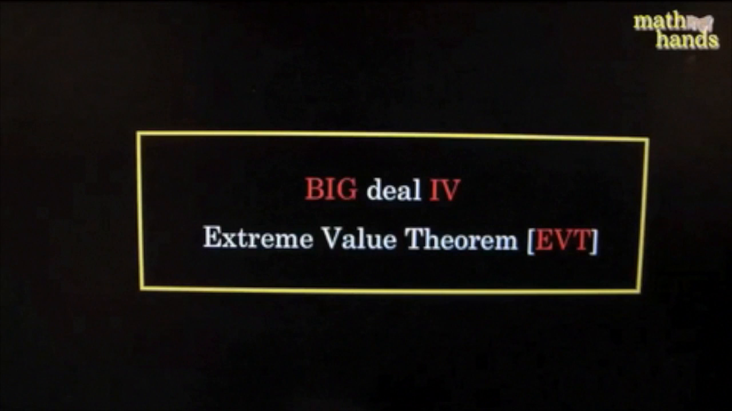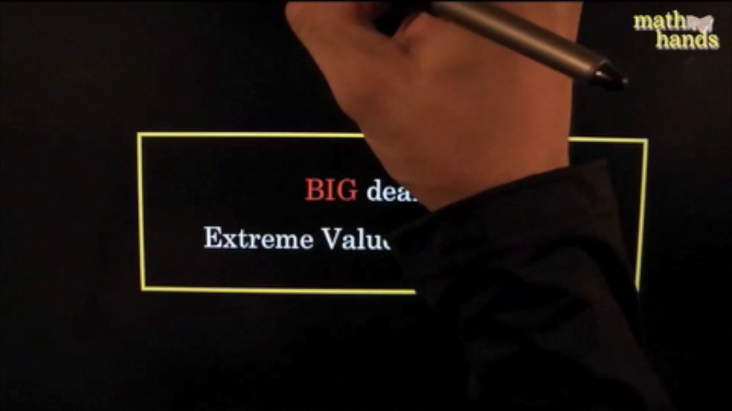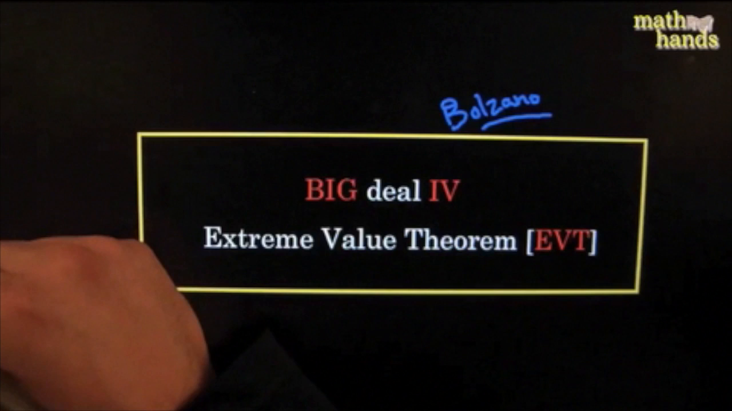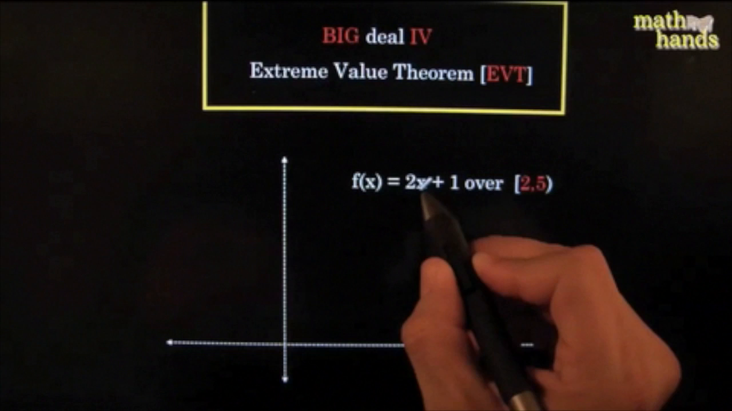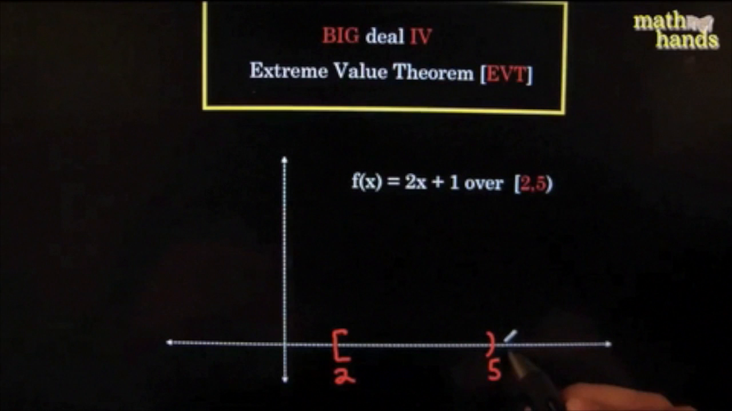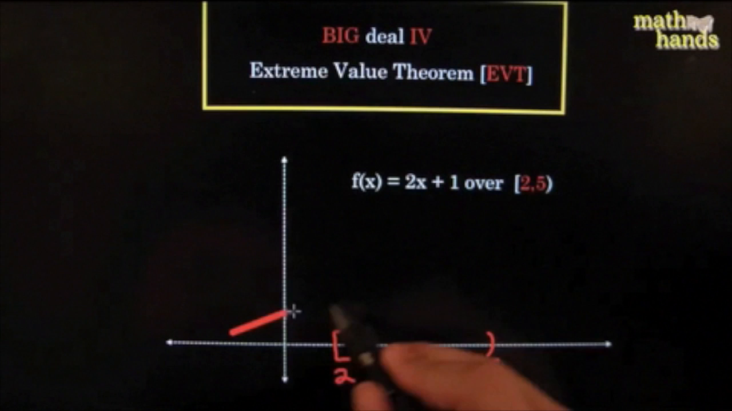So this one was proven in the late 1800s by Bolzano, the Catholic priest. Bolzano proved the extreme value theorem, and this one is a big deal. So it talks about extreme values, and consider this function, 2x plus 1, over the range from 2 to 5. The little round thing means it's not including that endpoint. The function looks something like this, more or less.